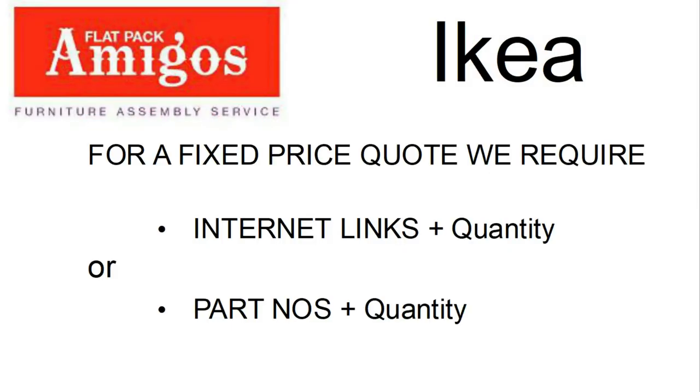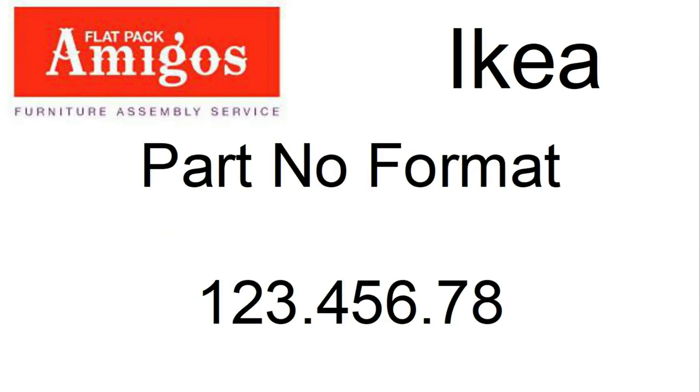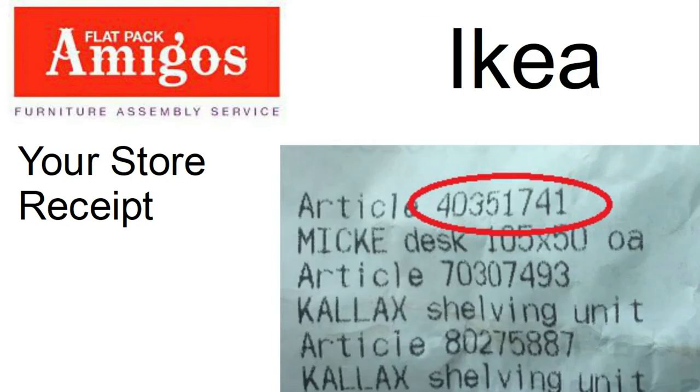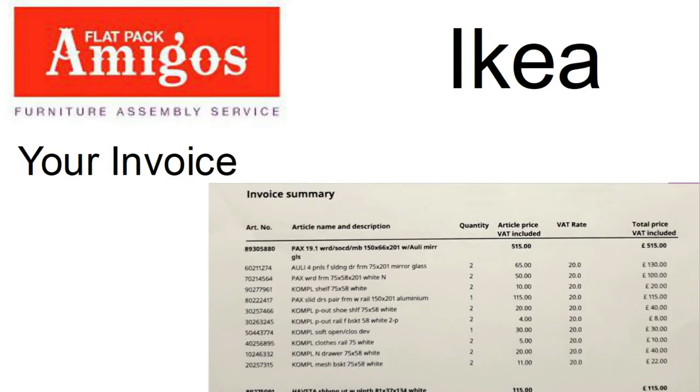So in order to provide any quote, we need internet links and the quantity, or the part numbers and the quantity, and from that we can make the quote. Obviously, if you want to do the auto quote, we need the part numbers off you. Now they're in this format, 123.456.78, or sometimes you see them 123.456.78. If you've got a receipt from the store, they're there under the article number, 403.517.41. Also, you'll find them on an invoice if you get an invoice from Ikea, or on your delivery note.